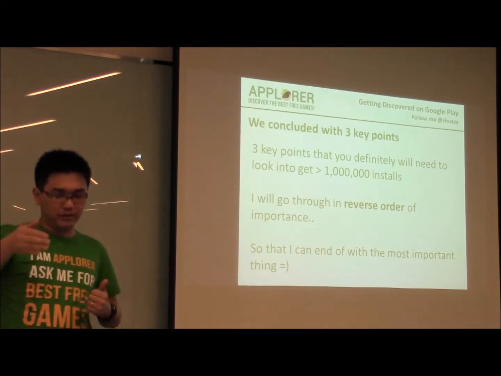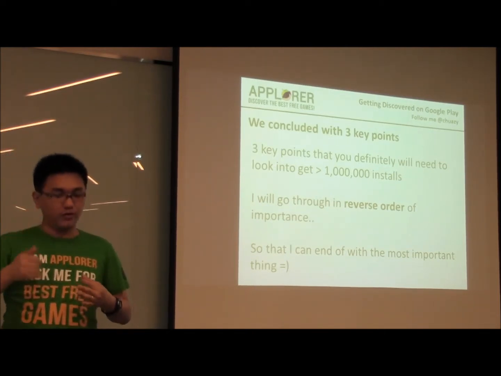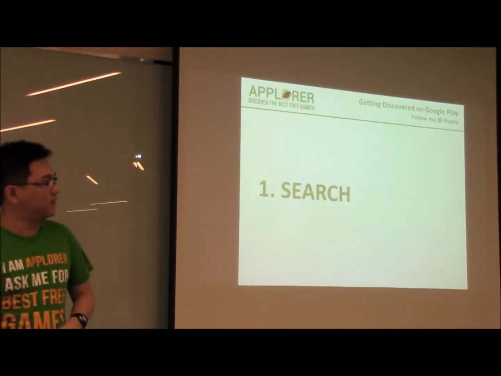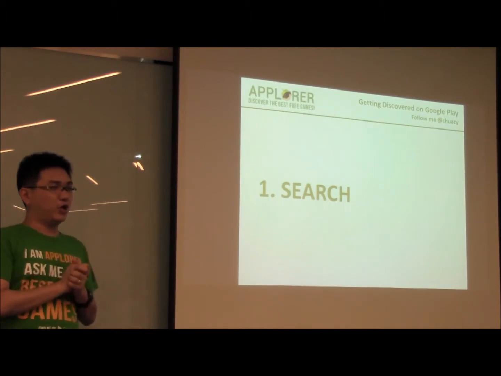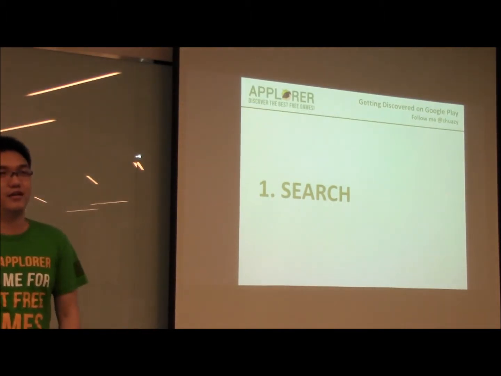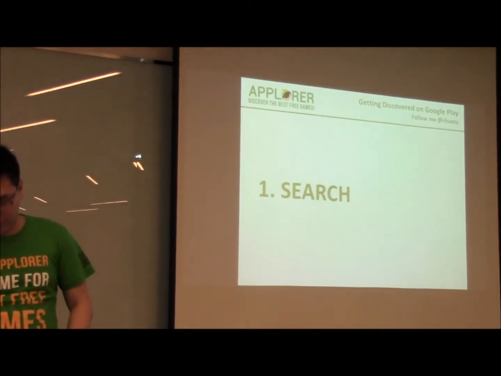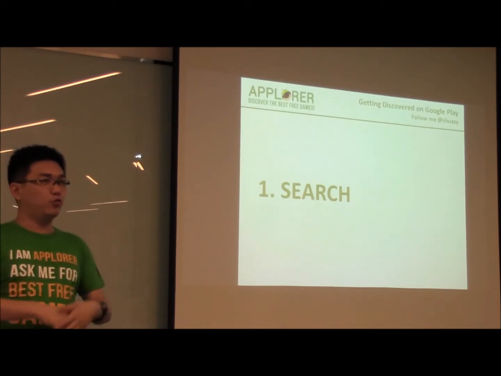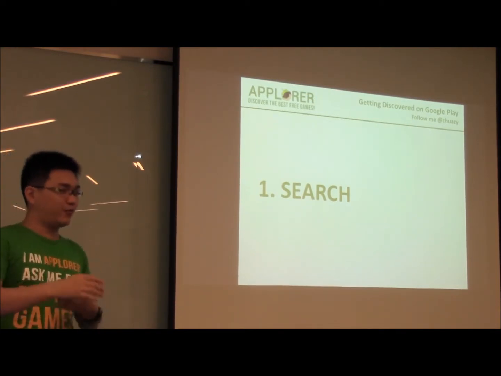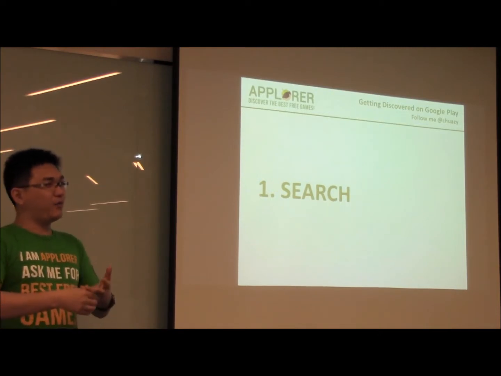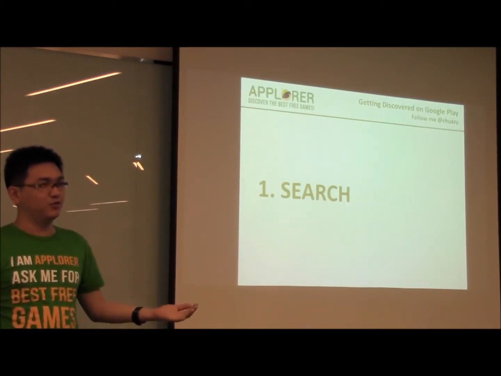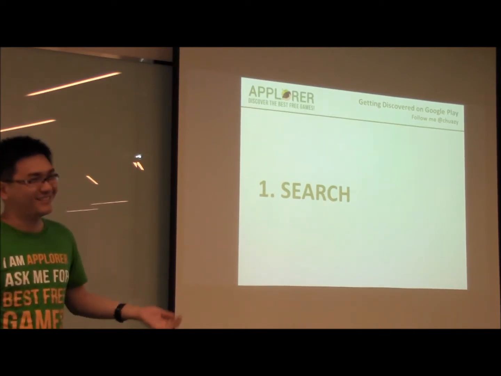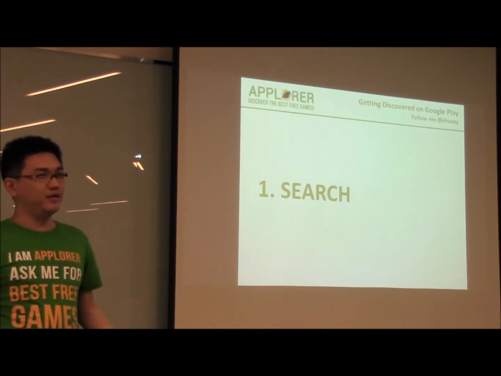I'm going to go in reverse order. What do you need to do in terms of getting discovered on Google Play? The first thing is search. I mentioned that on the App Store there's this thing called App Store optimization. Search is extremely important on the App Store. Why? Because that's how people will find out about your app if they don't know about you. If they know about you, of course they will just search for you. But how many billions of people in this world know about your app? Probably only a few hundred. How can you reach the millions?